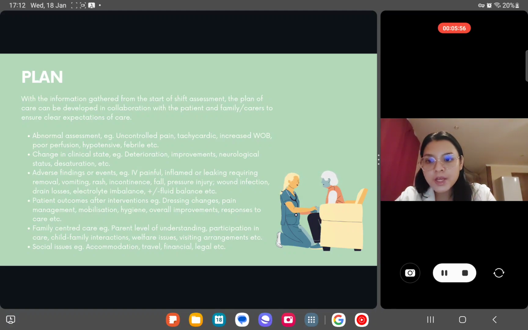We also have to consider patient outcomes after interventions, for example, dressing changes, pain management, mobilization, hygiene, overall improvements, and also responses to care. And next part is family-centered care, in which parent level of understanding, participation in care, child-family interactions, welfare issues, visiting arrangements, and so on are considered in this category. And lastly are social issues, for example, accommodation, travel, financial, legal, and so on.